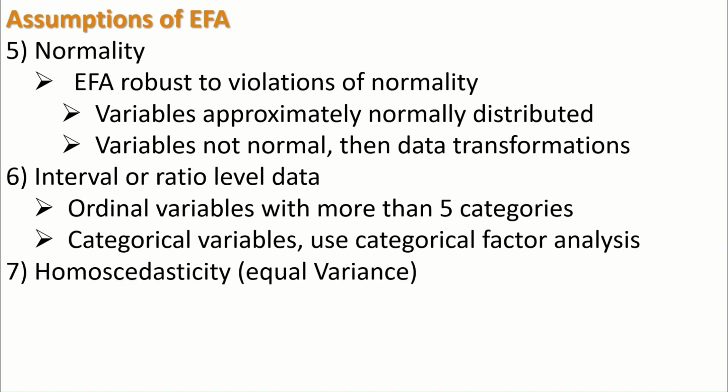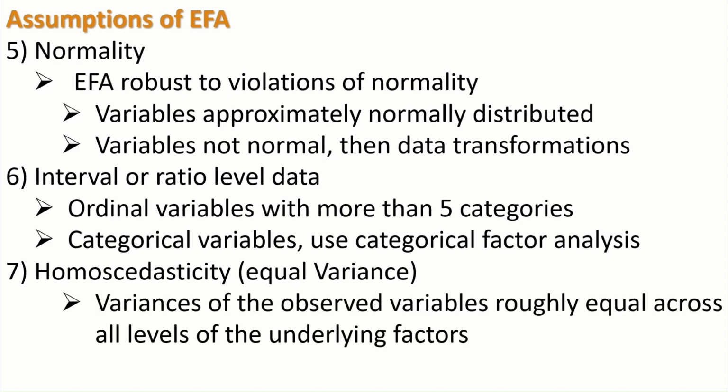The seventh assumption is homoscedasticity, which is equal variances. The variances of the observed variable are roughly equal across all levels of underlying factors. The eighth assumption is that there are no outliers. Outliers are extreme high or low values within the data.